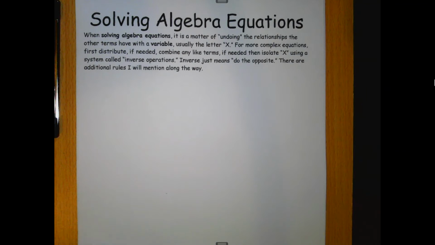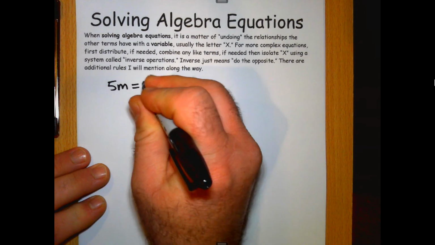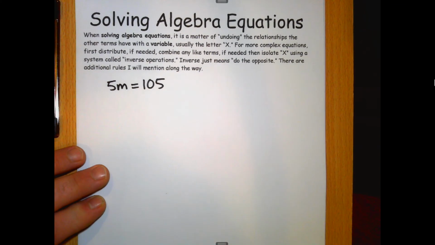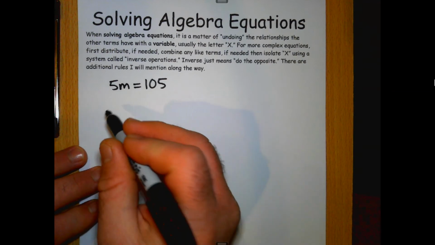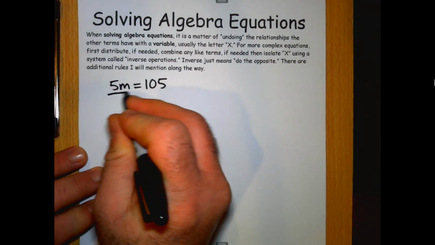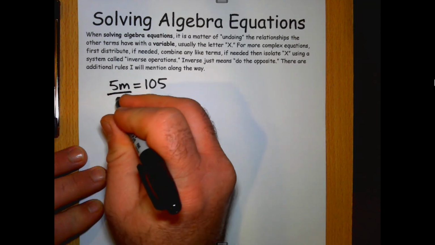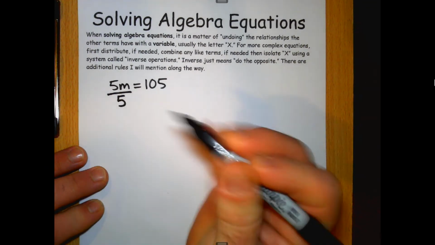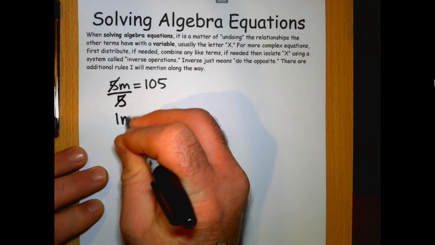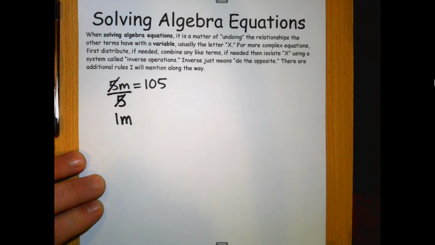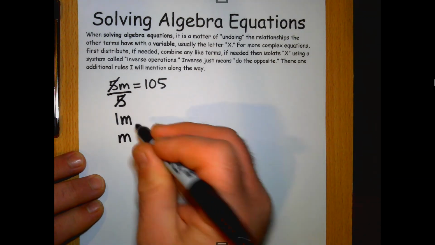So we'll start with 5m equals 105. When you're solving for a variable, you want to look for what the relationship is to the variable. 5m means 5 times m. So to undo times 5, you can divide by 5. 5 divided by 5 is 1m. We usually don't draw the 1 in front of the m because any number times 1 is itself.